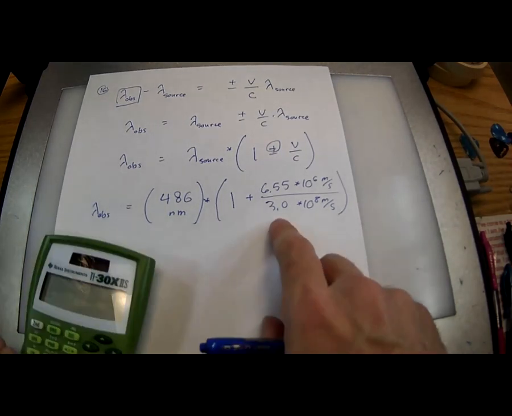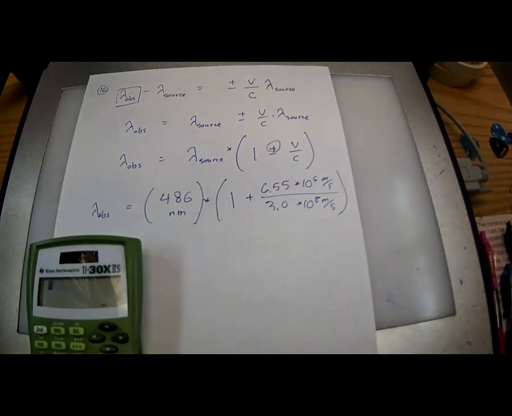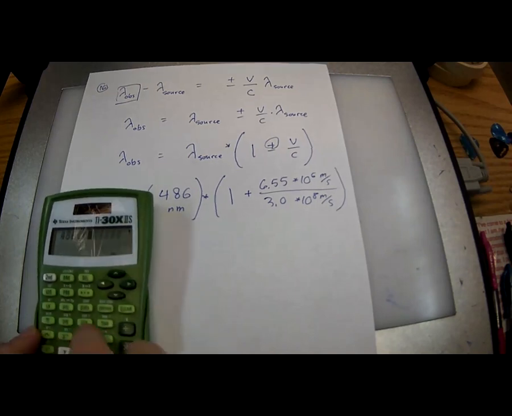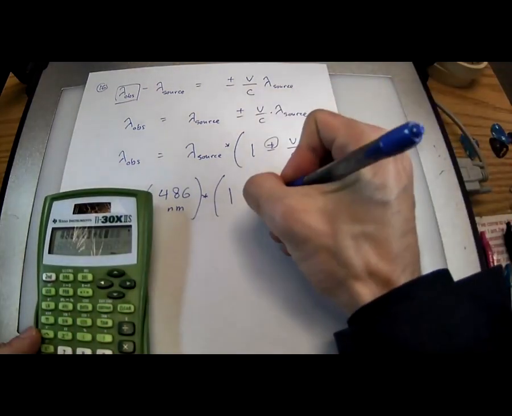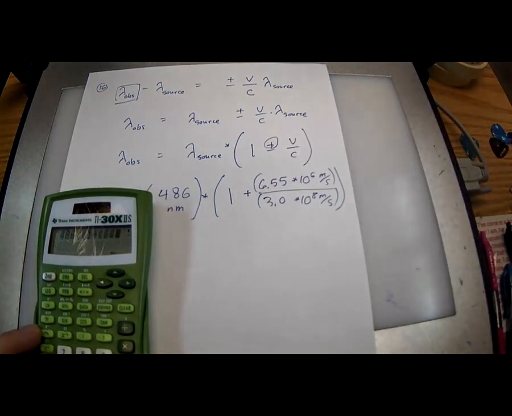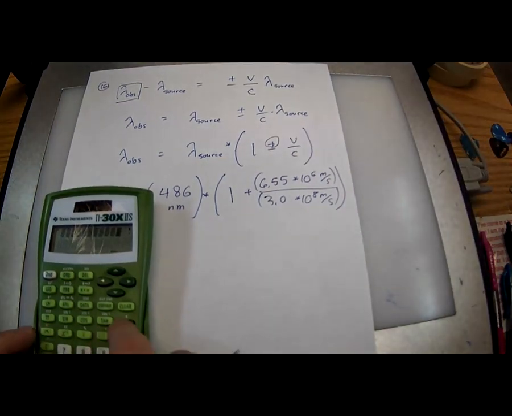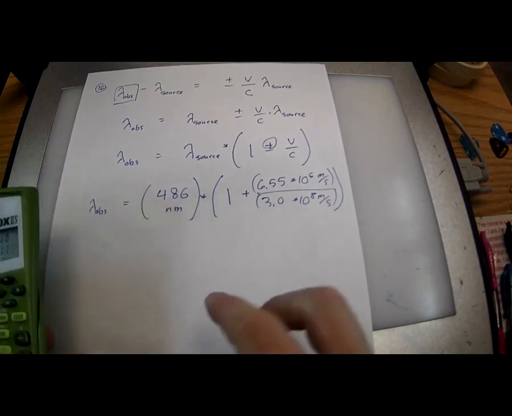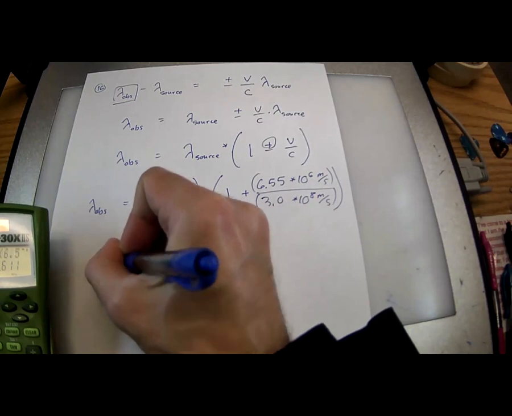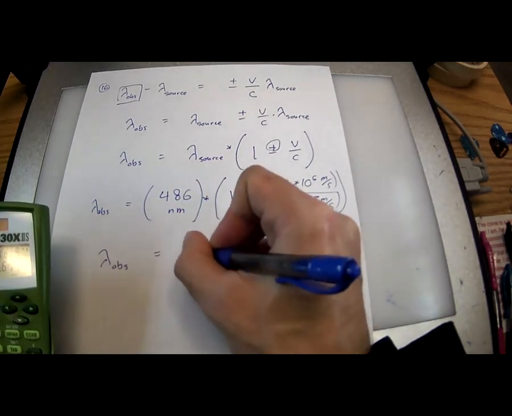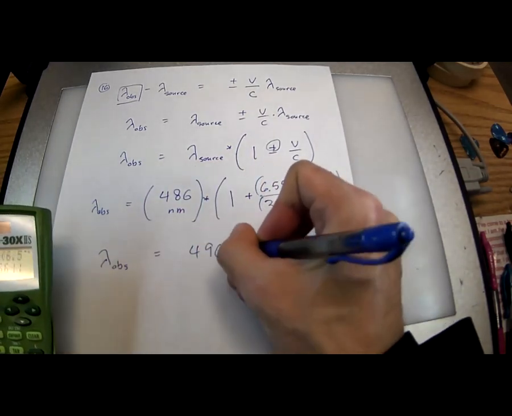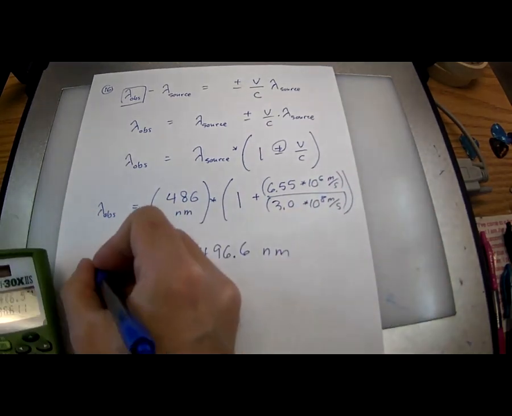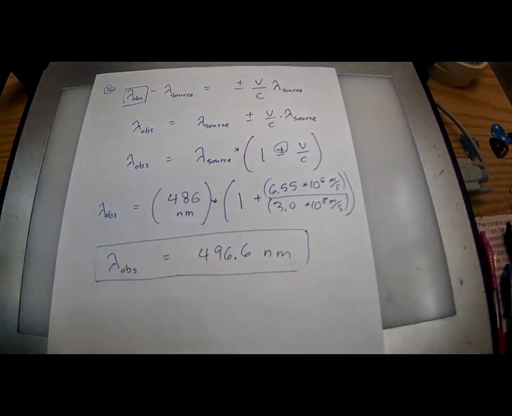Okay, let's do the plug and chug part. All right, so 486 times 1 plus, in parentheses, 6.55 times 10 to the 6 closed, divided by open, 3 times 10 to the 8. That is about right. The observed wavelength is 496.6 nanometers. Right. You guys good?